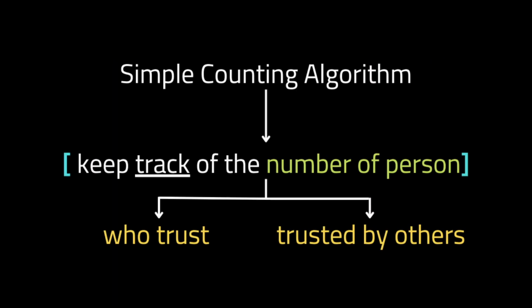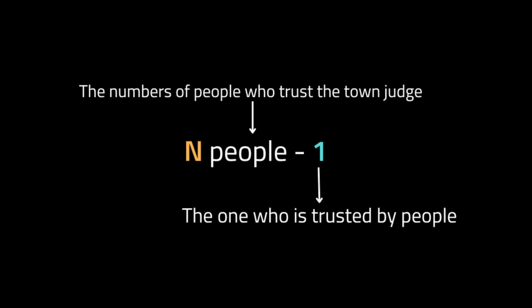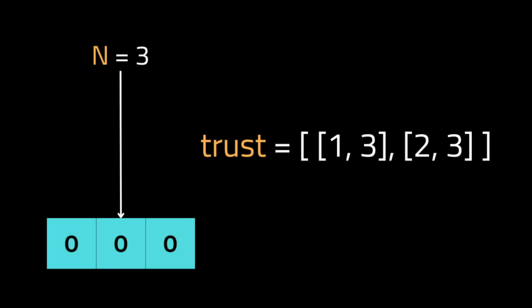To solve this problem, we're going to use just a simple counting algorithm. We're going to create an array to keep track of the number of people who trust and the number of people who are trusted by others. One of the keys to solving this problem is that, among all those n people, the number of people who trust the town judge must be equal to n minus 1. That is, n people minus 1, where the minus 1 represents the one who is trusted by the people, meaning the town judge. So let's say we have 3 people and this input list of trust.